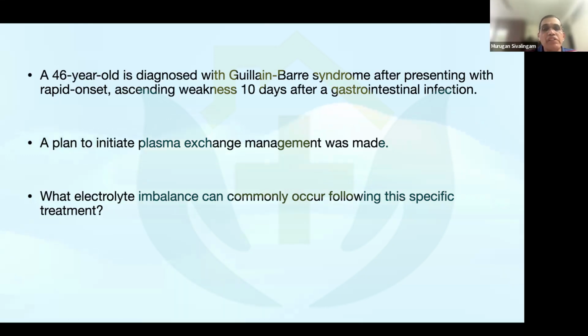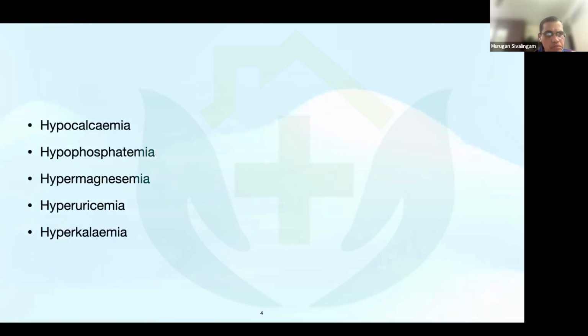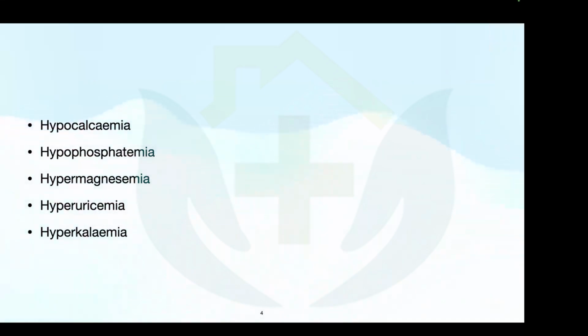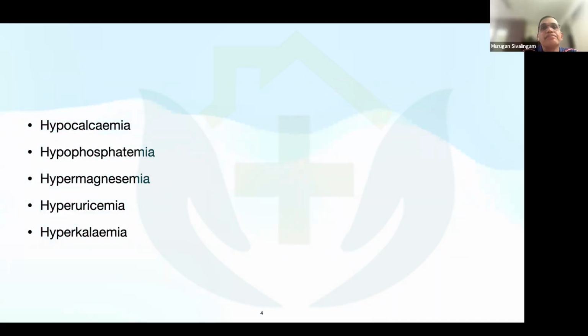So the question is, which of the following electrolyte imbalances are common with plasma exchange? These are the options: hypocalcemia, hypophosphatemia, hypermagnesemia, hyperuricemia, and hyperkalemia. Hypocalcemia. Okay, very good. Why does that happen?